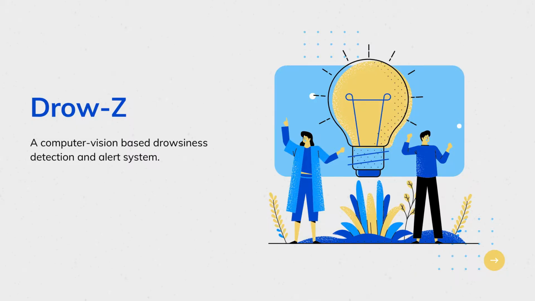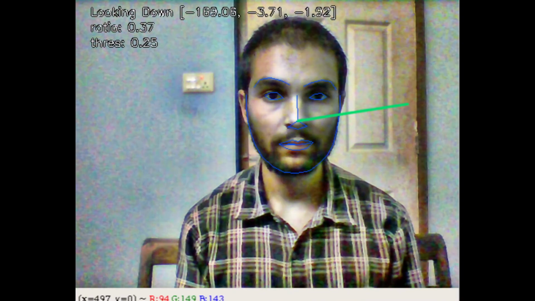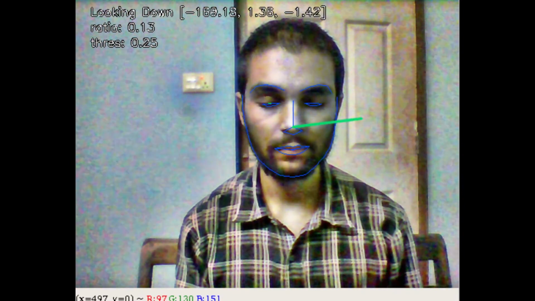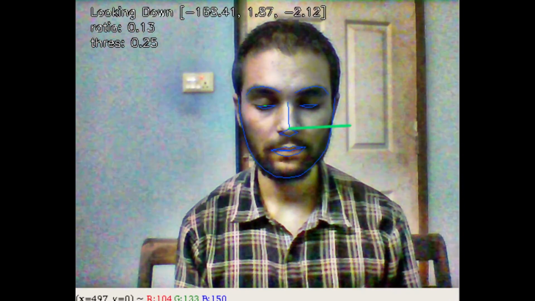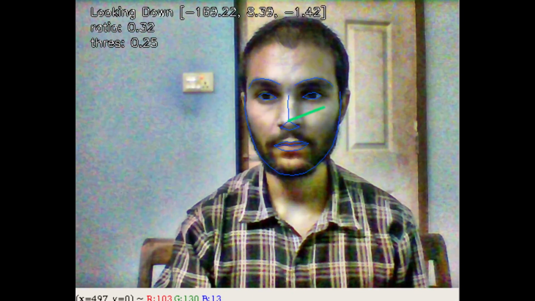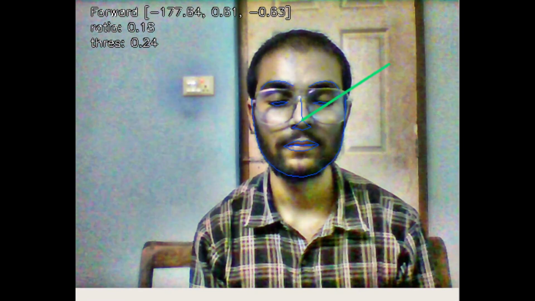It is this problem that we aim to address with Drow-Z. Drow-Z lays the foundation for a computer vision-based drowsiness detection and alert system. It reads the feed from the vehicle's camera and sends an alert when it detects that the driver is drowsy. And it works locally, so there's no need to worry about the feed making rounds in data warehouses.